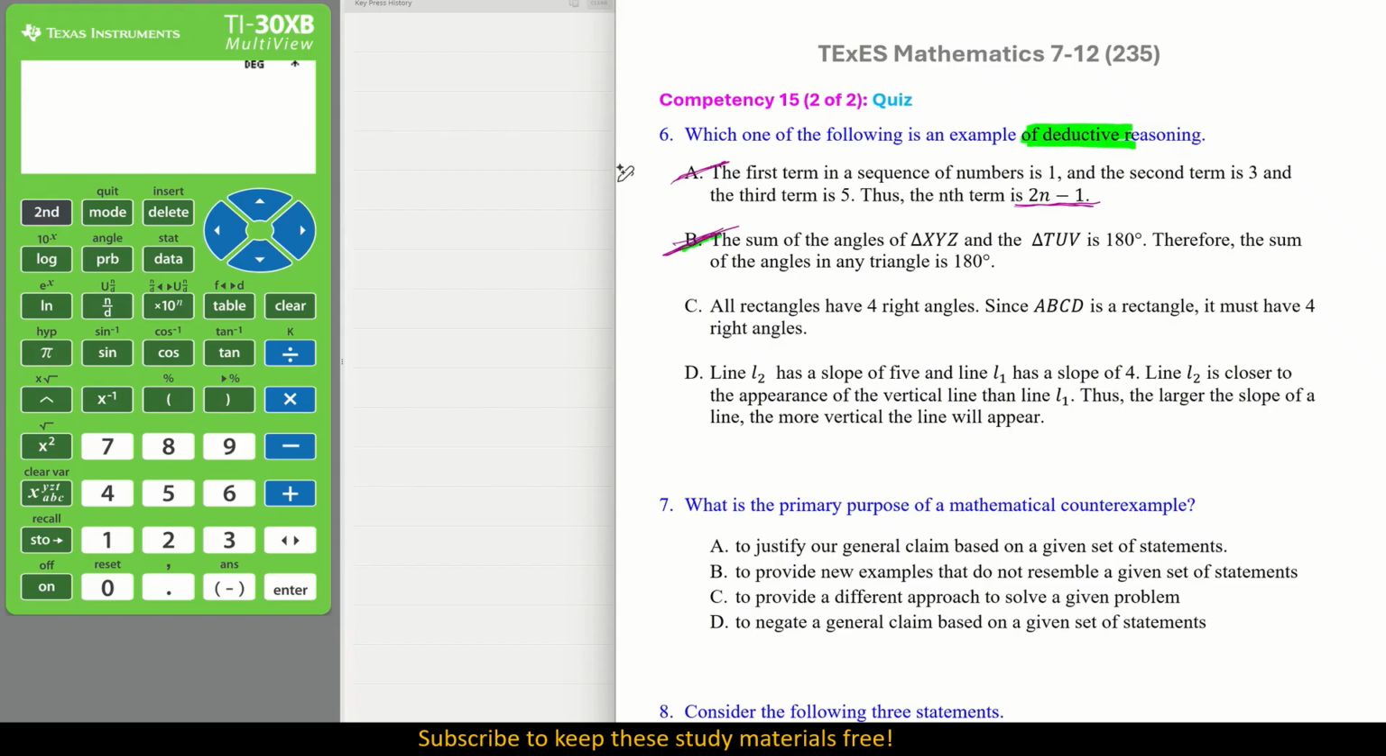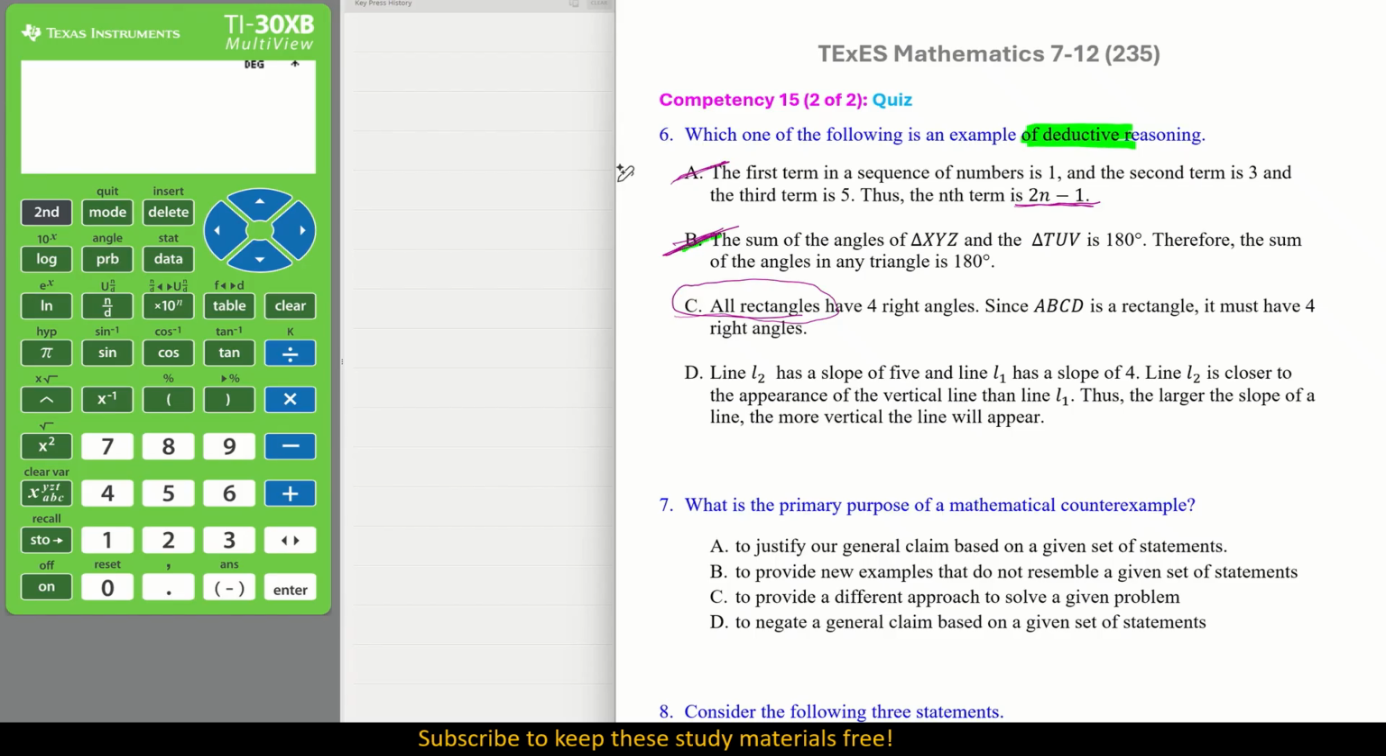Now let's look at C. All rectangles have 4 right angles. That is a general statement for that entire topic. That's what I wanted to say. I had trouble with my words there. So C, because of the words all rectangles, I'm going to say that's what we're looking for. That is deductive reasoning. Now, let's see if the next sentence is specific.